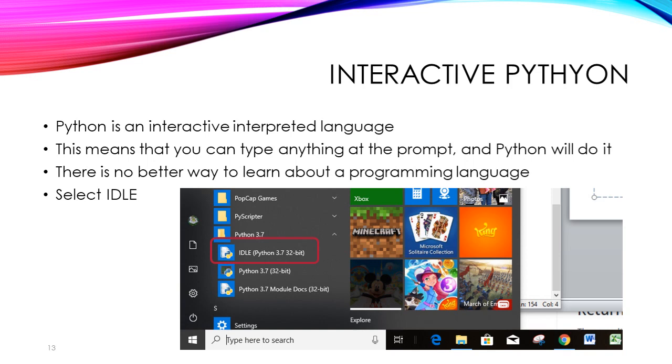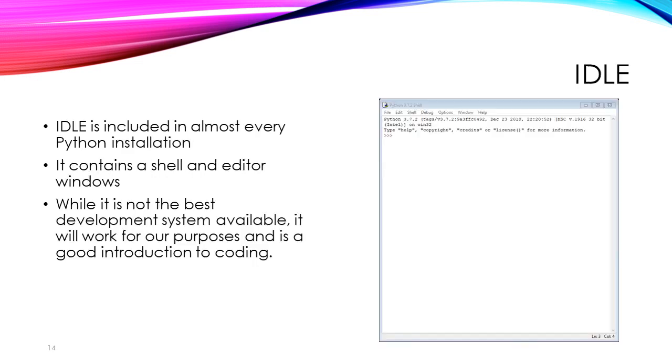I don't know exactly what platform you're working with, but hopefully you have Python 3.7 or later installed. I want you to bring up what's called IDLE. IDLE is what we call a development platform, and it's included in almost every Python installation. Hopefully you have IDLE on your system. It's pretty primitive, and it basically contains something called a shell and an editor.